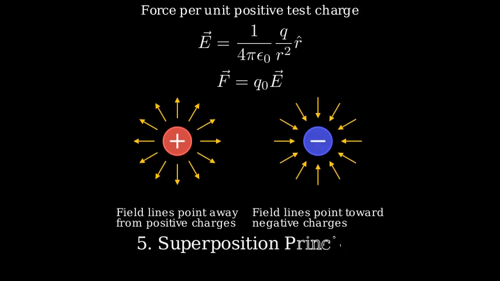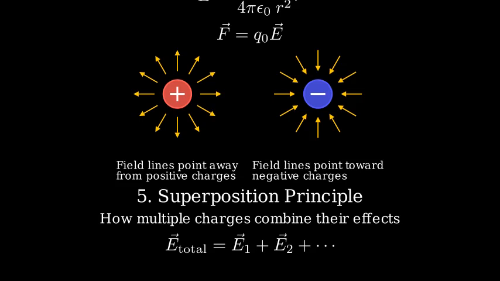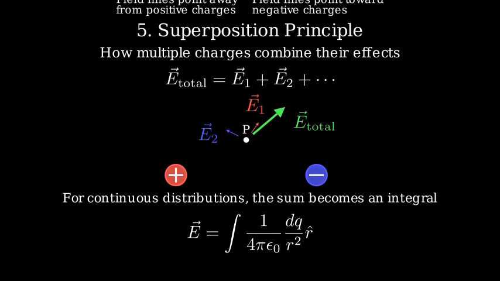The superposition principle is crucial for understanding complex electric fields. It states that when multiple charges are present, the total electric field at any point is the vector sum of the fields produced by each individual charge. Mathematically, we express this as E total equals E1 plus E2 plus, and so on for all charges present. Let's visualize this. Here we have two charges creating their own electric fields. When we combine them, the resulting field at any point is the vector sum of the individual fields at that point. For continuous charge distributions, like charged lines, surfaces, or volumes, this sum becomes an integral over the entire distribution.